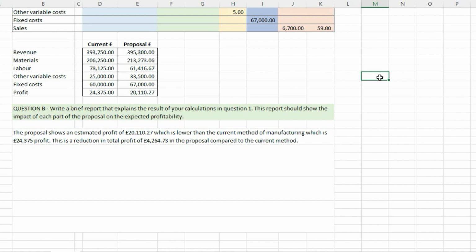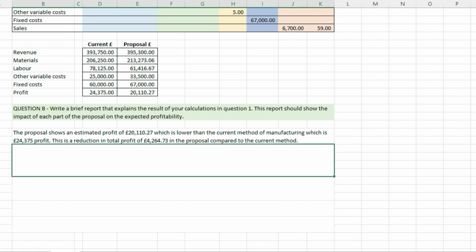Now, we're saying here that there is a reduction in total profit of £4,264.73 in the proposal compared to the current method. So again, that's really obvious, but you want to state the absolute obvious to the examiner. So again, constantly comparing like with like. So let's move on to sales.